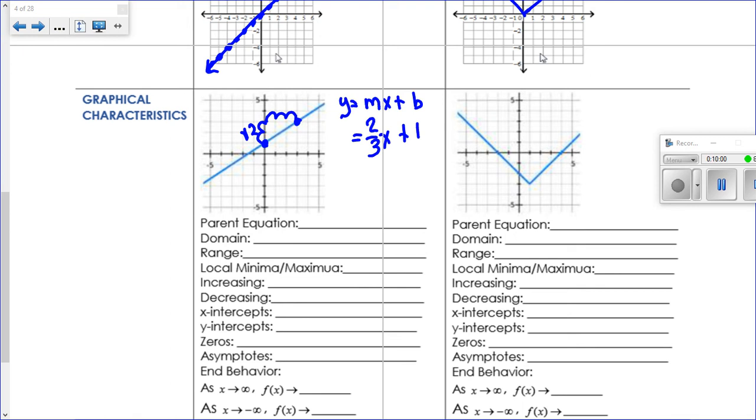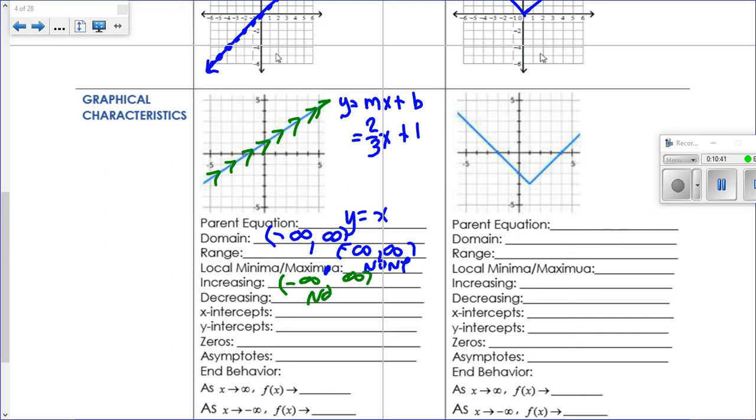Okay. Now the parent equation here is y equals x. The domain and range, easy peasy. Negative infinity to positive infinity for the domain, negative infinity to positive infinity for the range. Now, you never have a maximum or a minimum. Okay, so none. Is it increasing or decreasing? Well, let's map on the line and put our arrows going from left to right. If you look, this straight line is increasing all the way from left to right. So we just repeat the domain here, negative infinity to positive infinity. There is no decreasing interval here.